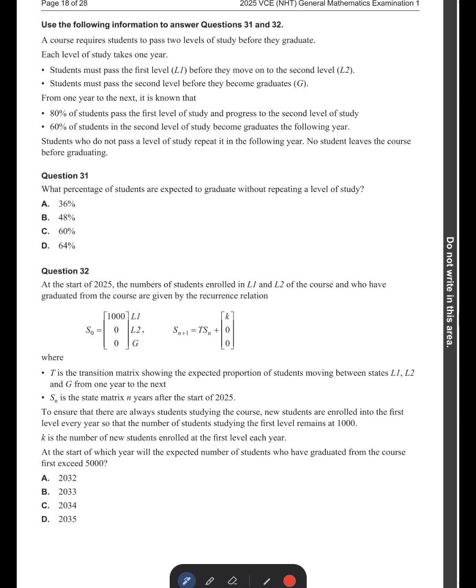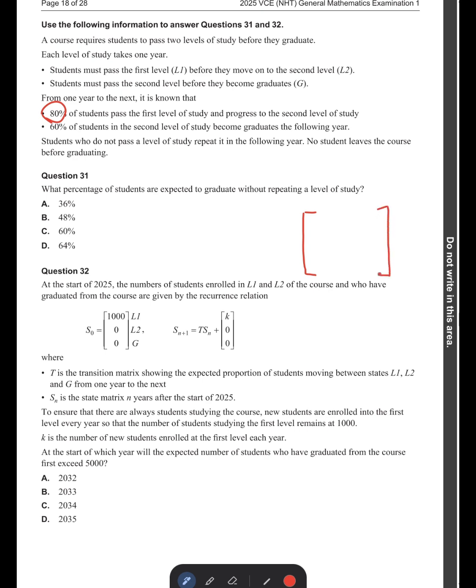Use the following information to answer questions 31 and 32. A course requires students to pass 2 levels of study before they graduate. Each level of study takes 1 year. Students must pass the first level before they move to the second level. Students must pass the second level before they become graduates. And from 1 year to the next, it is known that 80% of students pass the first level to progress to the second level of study.